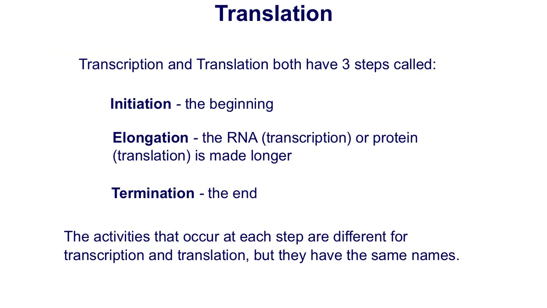Okay, so both transcription and translation, we're going to use these stages for both of them. Initiation means the beginning of the process. Elongation is whatever's being made lengthens. The molecule becomes a bigger and bigger polymer. Okay, so in transcription, it's RNA. It's the mRNA that is being elongated. In translation, it's the protein that's being elongated. And then we have a stopping point called the termination, where the chain is completed.